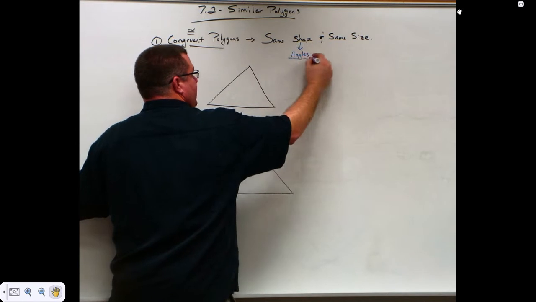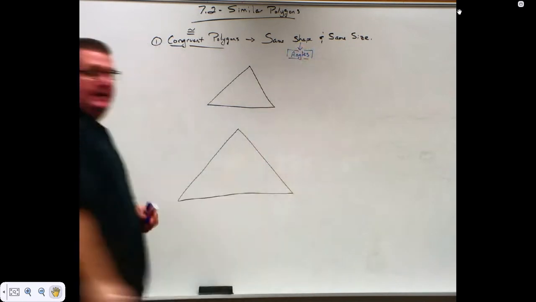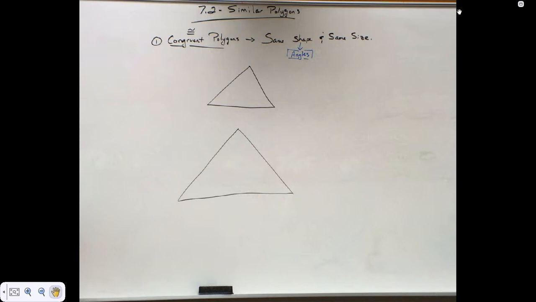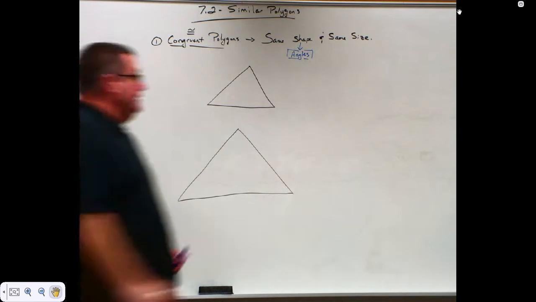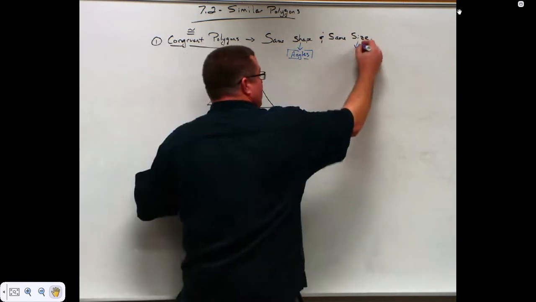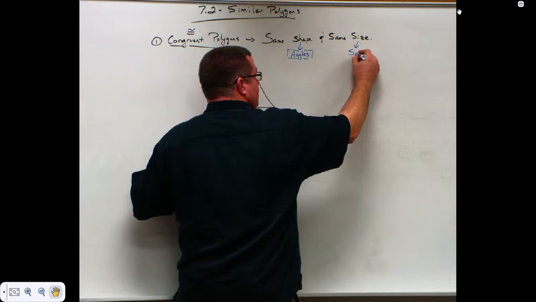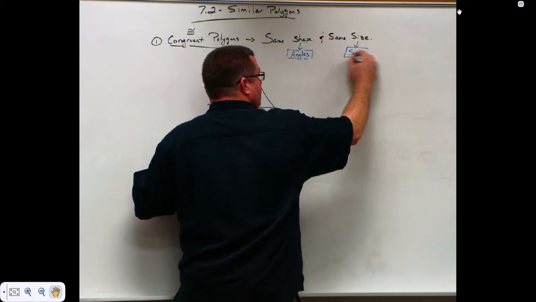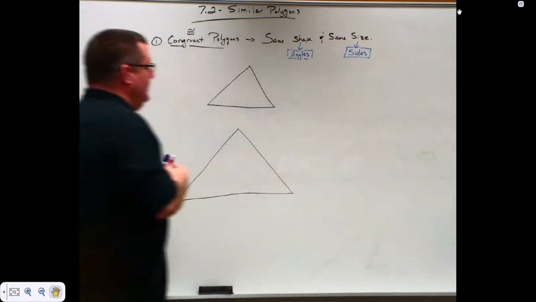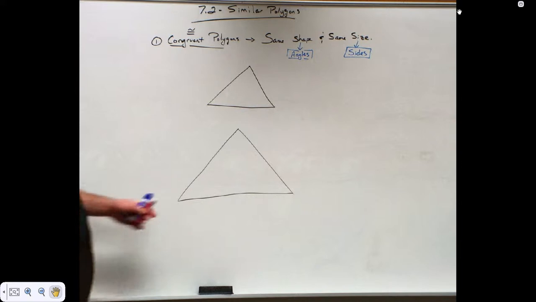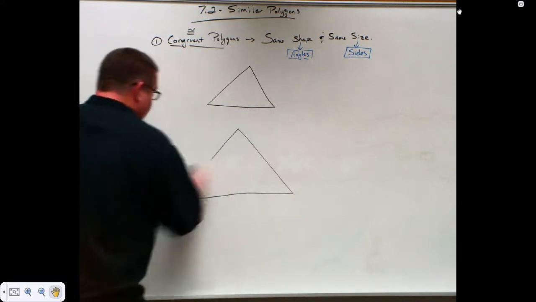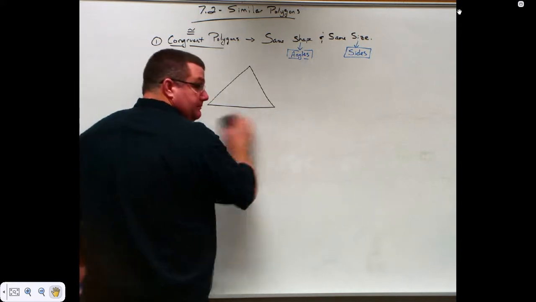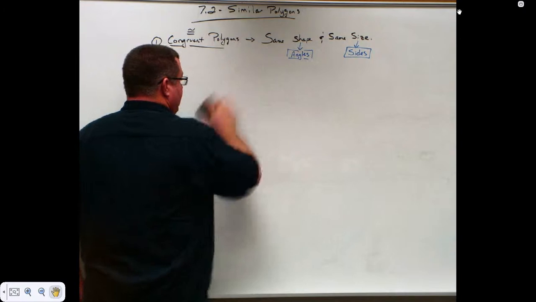Then, to change the size, I may change the size of the sides, correct? So what determines the size in a polygon? The sides. Right? The small triangle and the big triangle have the same angles if they're exactly the same shape.